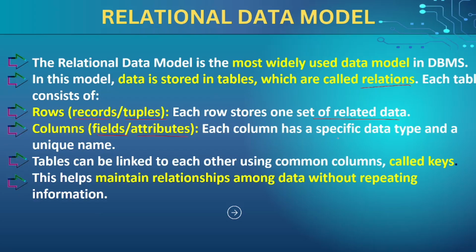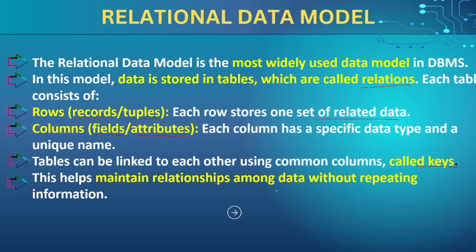Each column has a specific data type and a unique name. So for each column you have to give a unique name. For example, roll number, name, all these we can call columns, right? And each has a unique name. And tables can be linked to each other using the common columns called a key. So in the table, every row and column will be linked together through a key.